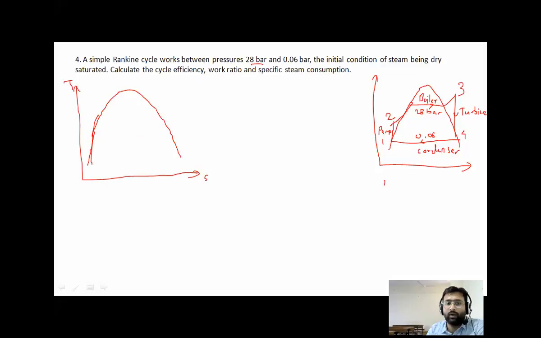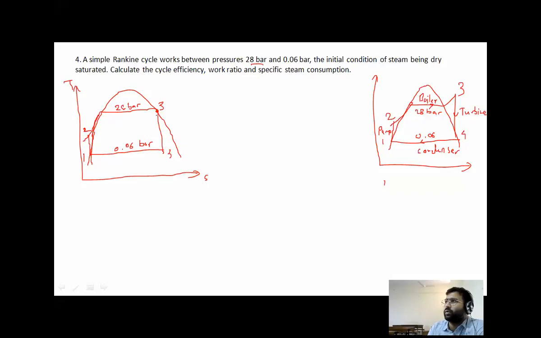In this case, they have given the condition of steam as dry saturated. That means it will lie on the vapor saturation curve. Then the expansion will take place in the turbine, then condensation in the condenser, then the pump will pump it, and we send it to the boiler. The boiler will convert water into steam. Here 1 to 2 to 3 to 4. What is the pressure here? 28 bar. What is the pressure here? 0.06 bar. Okay, this is the correct diagram, or is any correction needed?